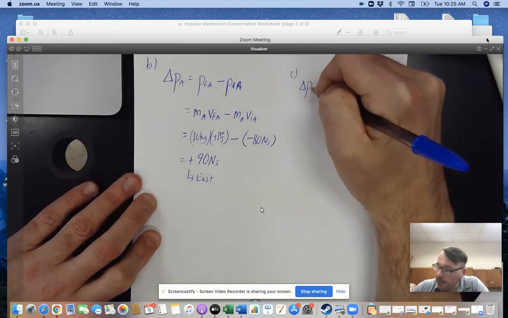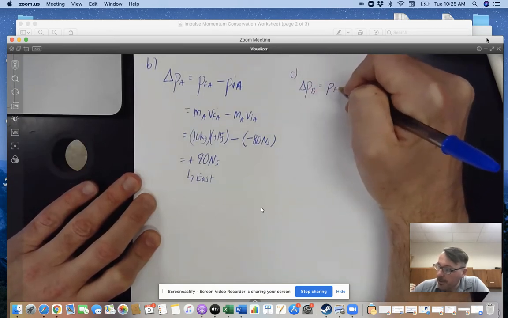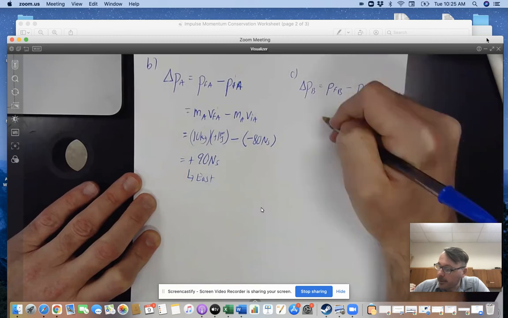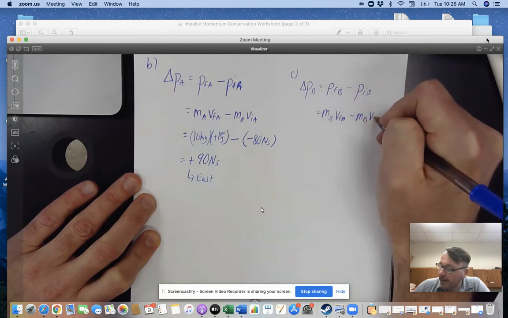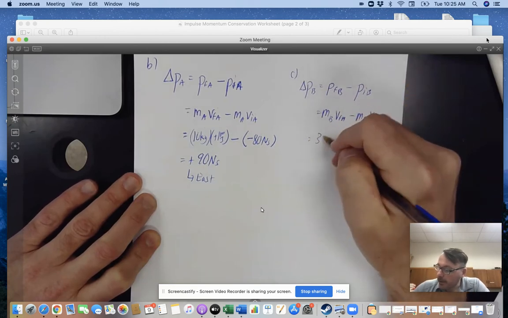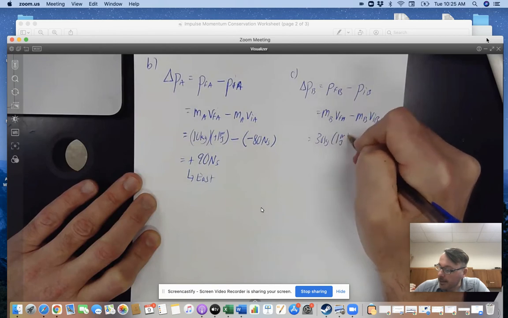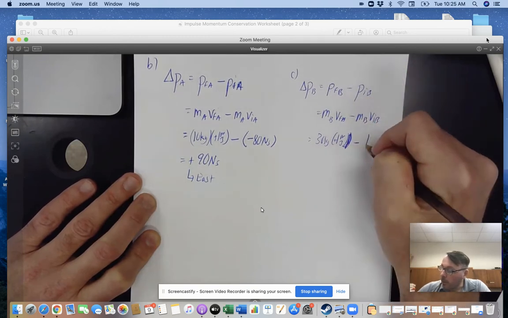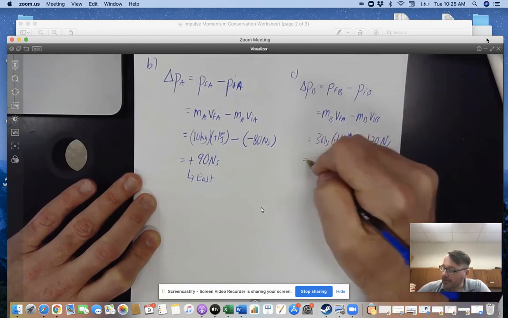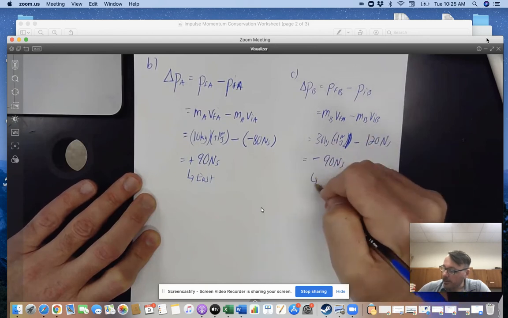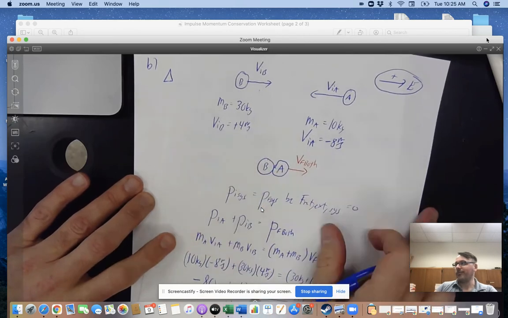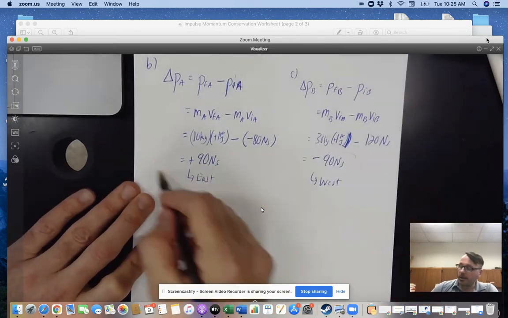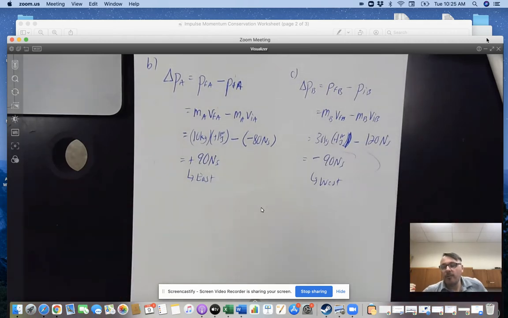C, delta P, B. Similar argument, PFB minus PIB is equal to mass of B, VF of B, minus mass of B, VI of B. So this is 30 kilograms times that positive 1 meter per second, minus, and I'm going to steal that number from before, 120 Newton seconds. And so that gives us a negative 90 Newton seconds, and that is west. And that makes sense once again, because if these two things collide, B is going to be pushed to the left, which is west.